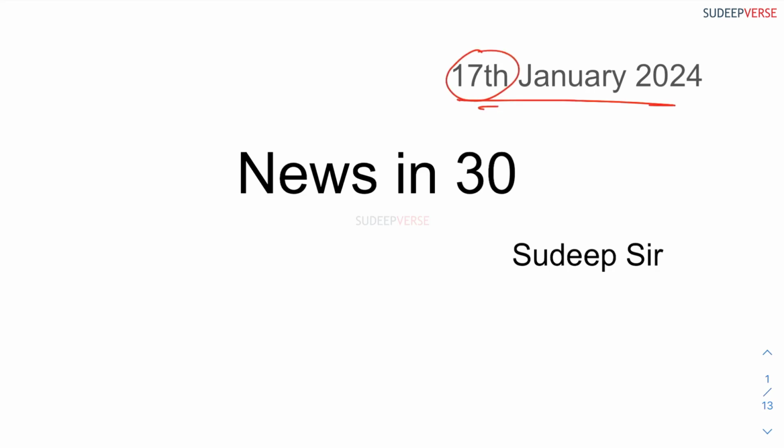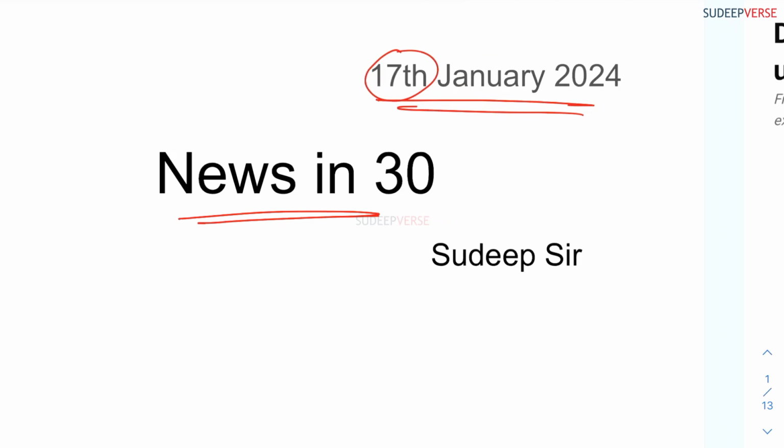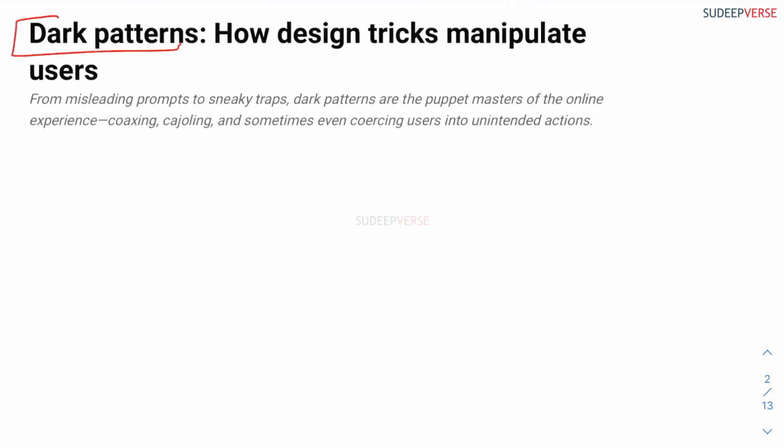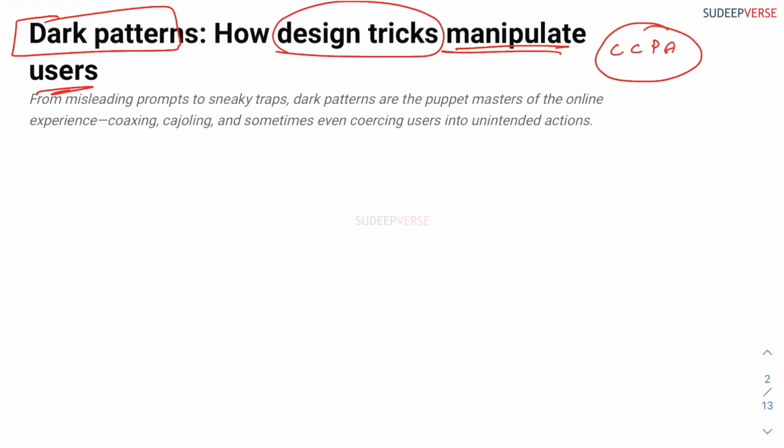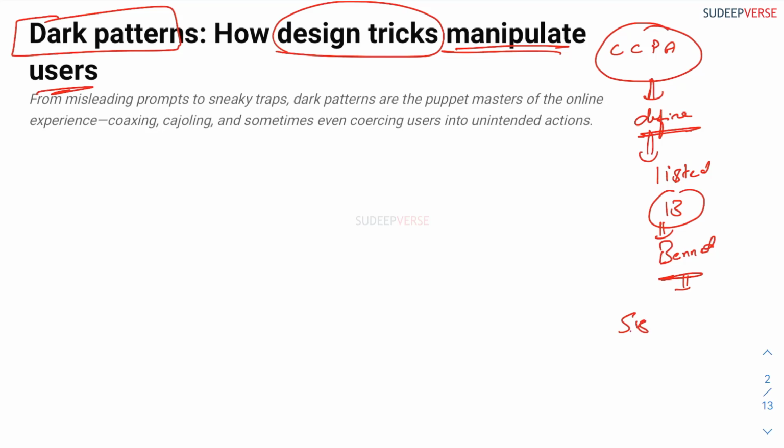Today, on the 17th of January 2024, let us look at some of the important issues of the day in News in 30 Minutes. The first issue is the concept of dark patterns, how design tricks are made in order to manipulate users. The reason why this is in news is the Central Consumer Protection Authority has defined what is a dark pattern and has also listed 13 different dark patterns that are to be banned in India. This is in consonance with Section 18 of the Consumer Protection Act 2019.